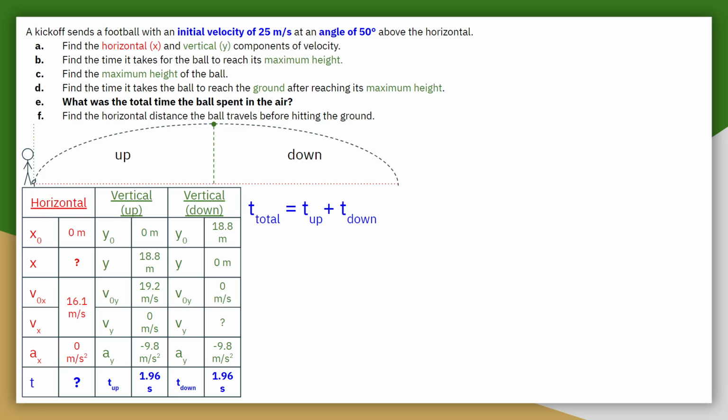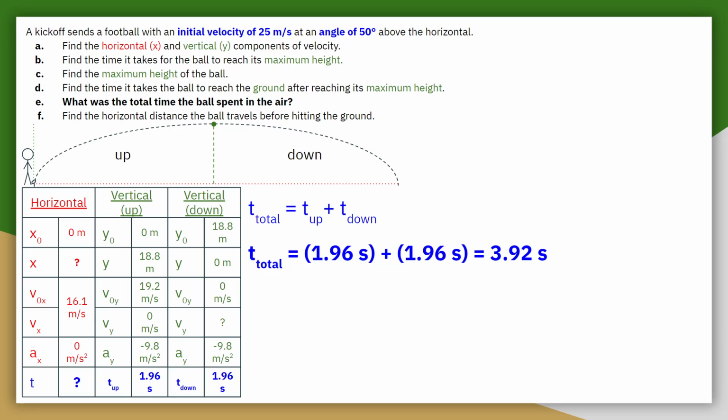Time total is equal to the time going up plus the time going down. It's the same amount of time to go up as it is to go back down. So our total amount of time would be 1.96 seconds plus 1.96 seconds, which is 3.92 seconds.